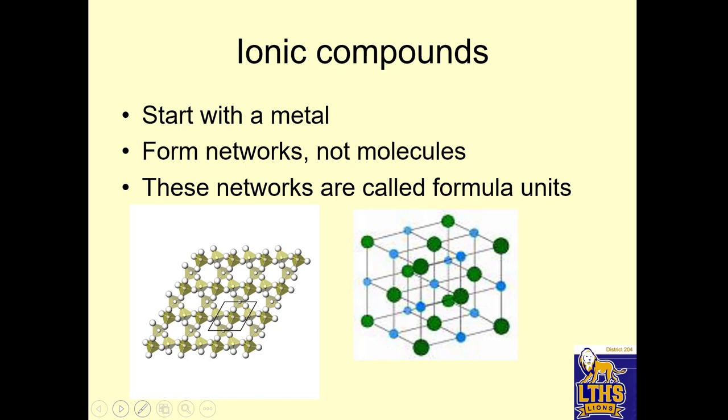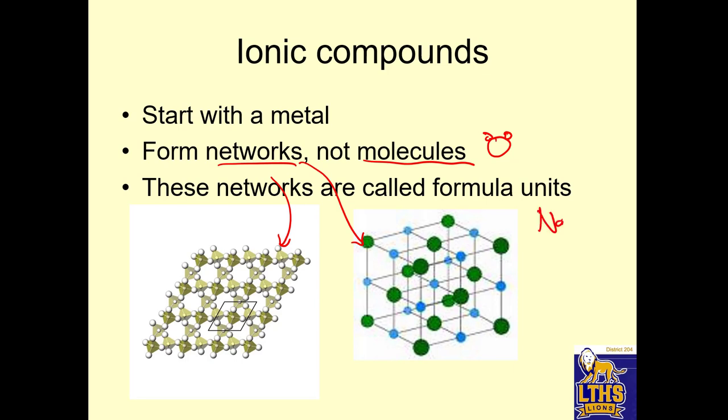All right, so ionic compounds start with a metal. They form networks, not molecules. Now, a molecule is like water, which has a distinct beginning and end, oxygen and 2 hydrogens. Ionic compounds form networks like this. See how they go over and over and over again? These networks, for us, when we write a formula, is a formula unit.